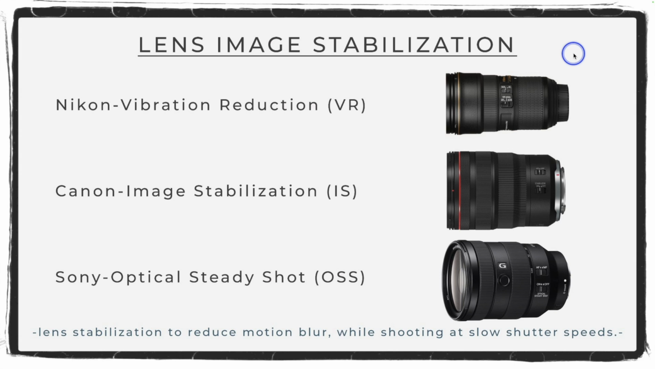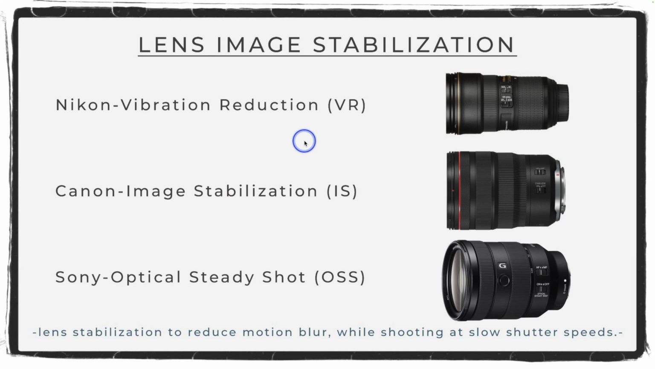Our next thing here is lens image stabilization. And look, cameras have both lens image stabilization and some cameras have IBIS, which is an internal stabilization on the sensor. Right now, we're talking about stabilization that's done inside of the lens. Now, not all lenses have that. And you'll know because your lens will probably say VR if it's Nikon, IS if it's Canon, or OSS if it's Sony. All right, this means you have lens stabilization.